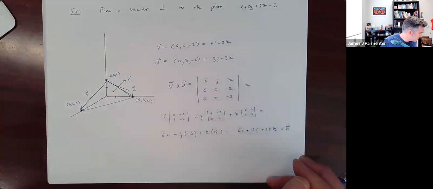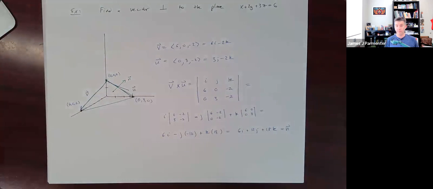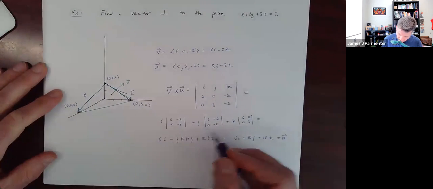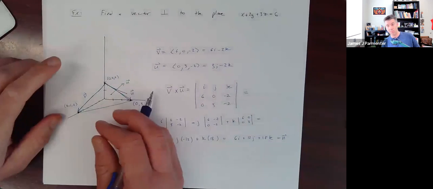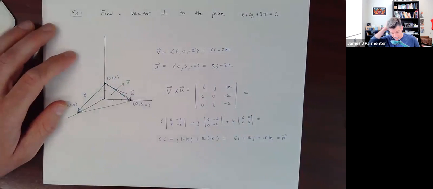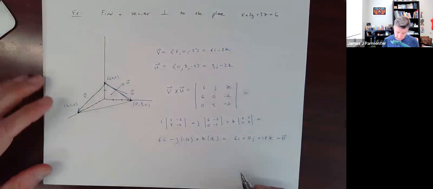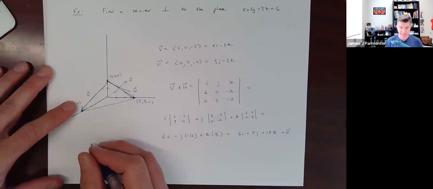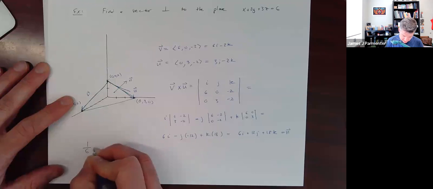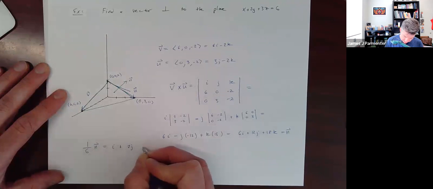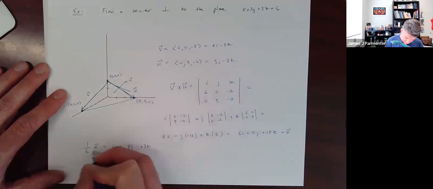Now, here's a fun fact that is always true. That vector points that way, but so does any multiple of that vector. Specifically, if you take this vector and multiply it by any number, it's still in the same direction. I'm going to multiply by 1/6. So check this out. 1/6 n is equal to just i plus 2j plus 3k.